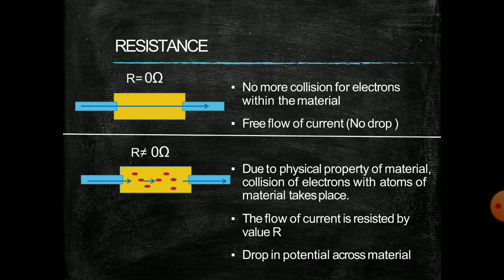Next part, resistance. You can see there is no collision for electrons within the material, free flow of current, no drop. So when there is 0 ohm, it will work as a straight line. When the resistor is not equal to 0 ohm, then due to the physical property of the material, collision of electrons with atoms of the material takes place. The flow of current is resisted by the value R. There is a drop in potential across the material. So likewise, resistance will work.